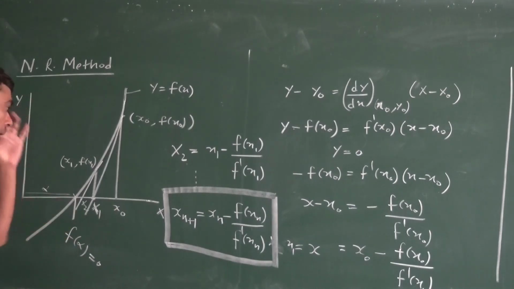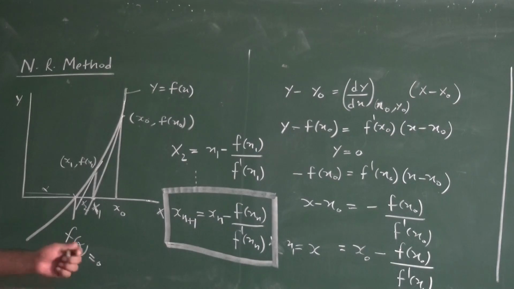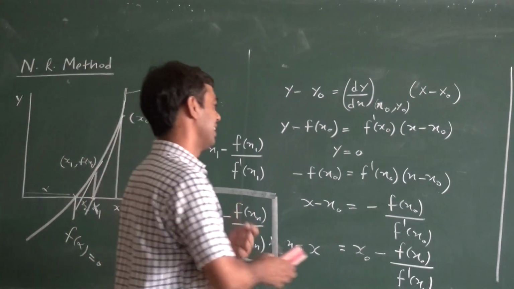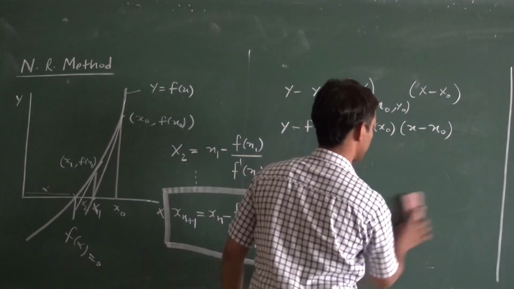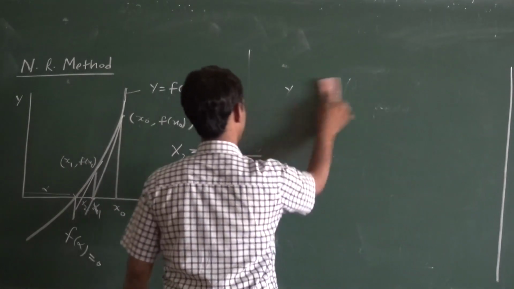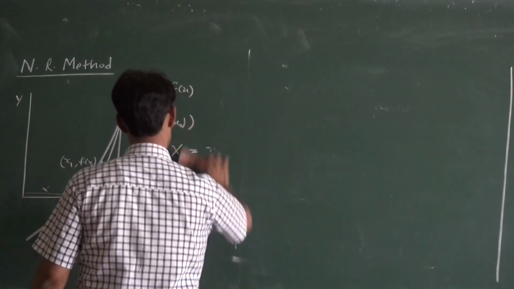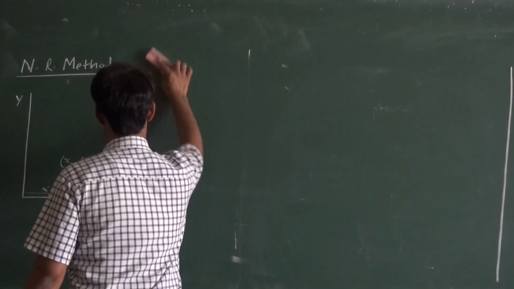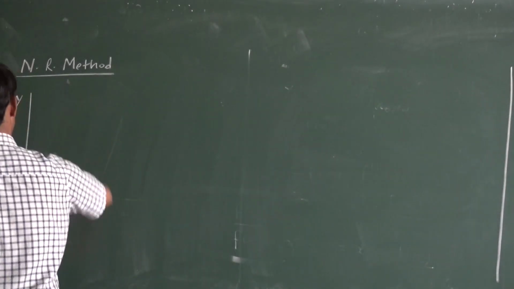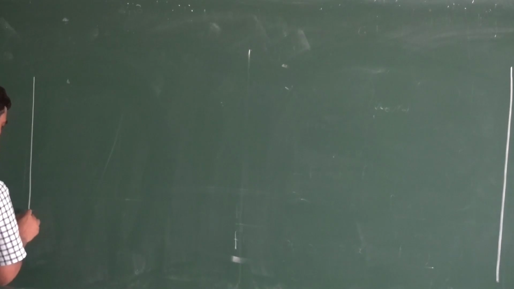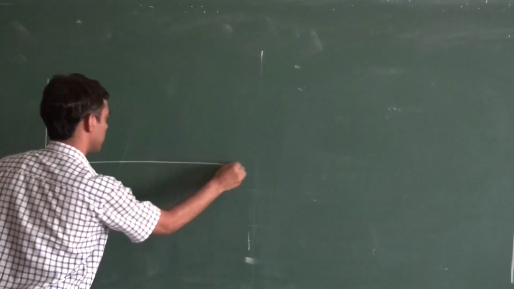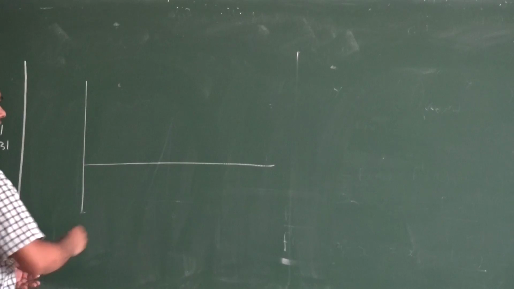Now, how do we choose the value of x0? Suppose we choose any random value of x0, then what are the possibilities? So here, graphically, we try to examine what the possibilities are if we randomly choose the value of x0. Suppose the nature of a function is like this one.